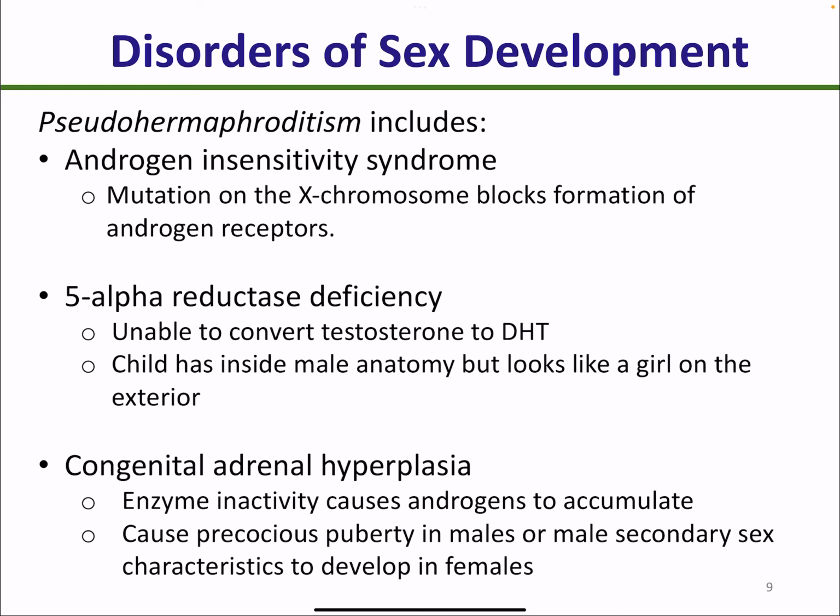So in pseudo-hermaphroditism, we are going to have many cases, including androgen insensitivity syndrome. In androgen insensitivity syndrome, here we have an X chromosome that blocks the formation of androgen receptors. And androgen receptors are receptors that can receive a signaling molecule that is a hormone, right? That hormone can be testosterone, it can be estrogen.